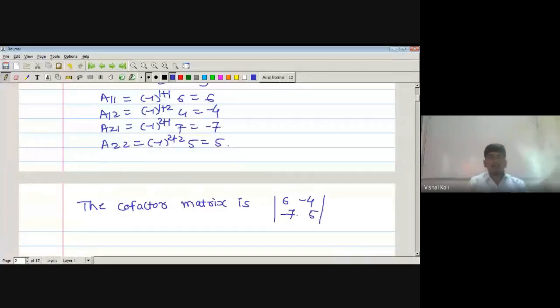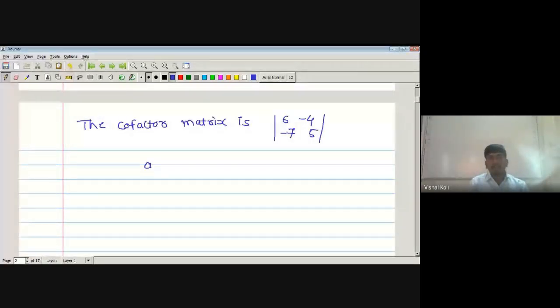But the adjoint of a matrix A will be a matrix, so we have to write it as a matrix. Now the adjoint of A is nothing but the transpose of the cofactor matrix. Transpose means we have to make the rows into columns and columns into rows. So the first row becomes the first column, 6, minus 4, and the second row becomes the second column, minus 7, 5. So this is the adjoint of matrix A.